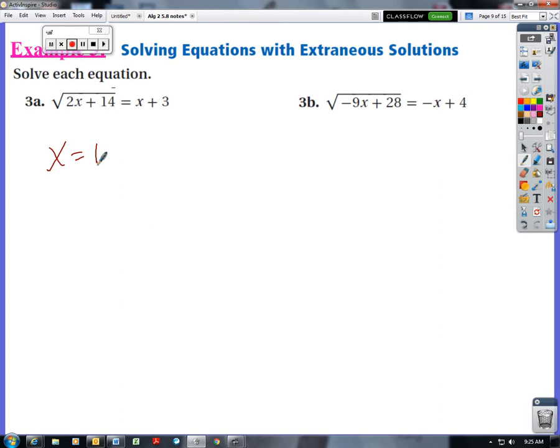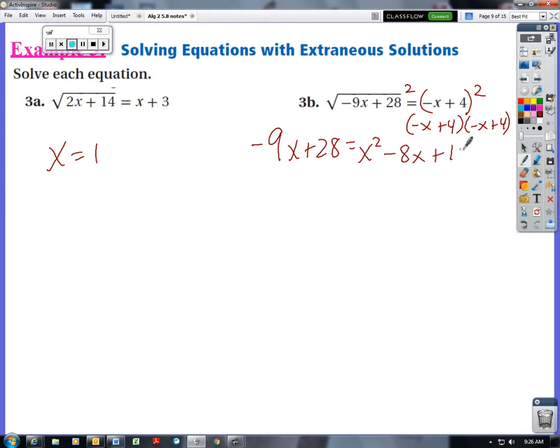And then I'll go ahead and do number 3b. I'll do it fairly quickly since you've had time to work it on your own. So we're going to square both sides. Negative 9x plus 28 will equal, I'm going to FOIL this out. Well, I guess I'll do it by hand. I was going to do it in my head. Anyway, that's going to be x squared. That's going to be minus 4x. Minus 4x is minus 8x. 4 times 4 is 16.